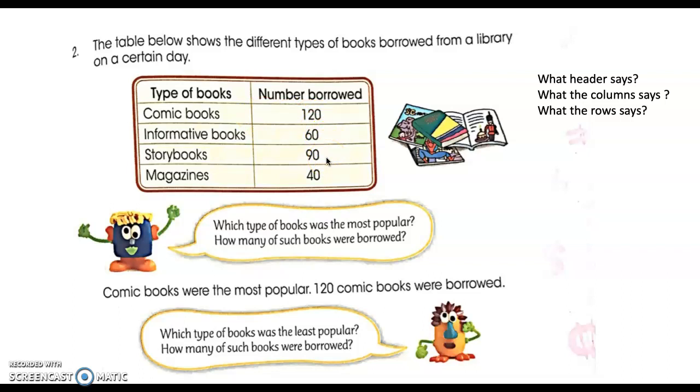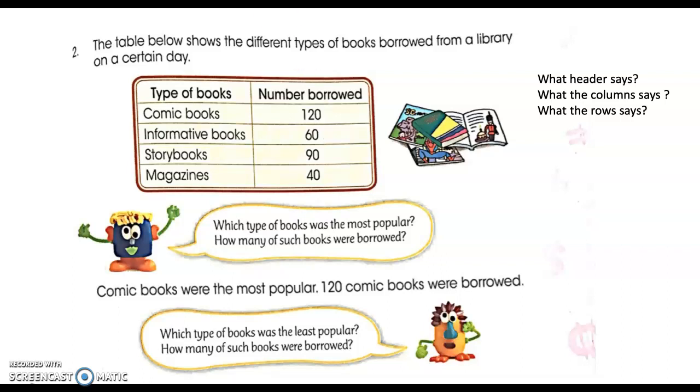How many of them? There's 120, right? Okay, never mind. So this is how you write the answer. Comic books were the most popular. 120 comic books were borrowed. Okay, next one. Which type of books was the least? This is the least, the lowest popular. How many such books were borrowed?